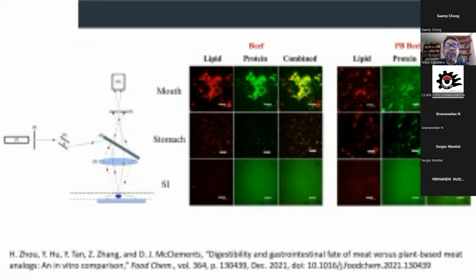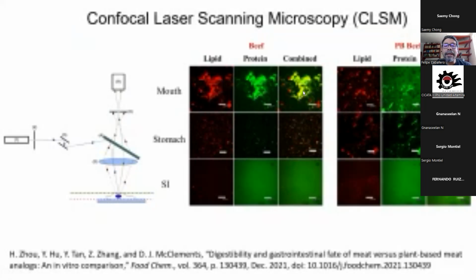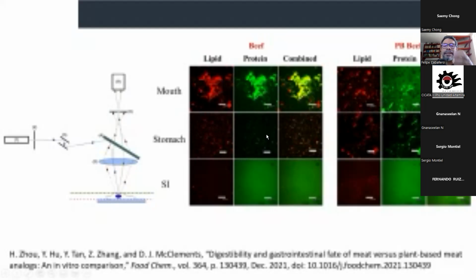This is really wanted to simulate the whole digestion process. When you eat the meat, how the lipids and proteins are distributed in the mouth, and then how they are distributed in the stomach. You can see they are completely dispersed, and then how they look in the small intestine. You can see that there is almost no presence of protein or fat inside the small intestine.